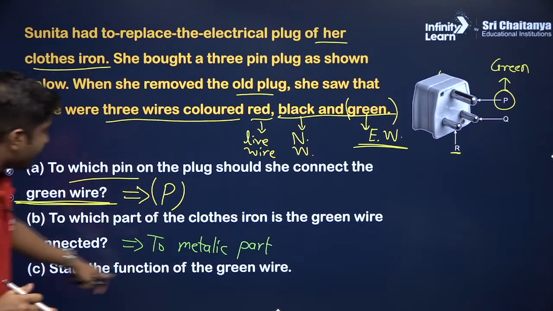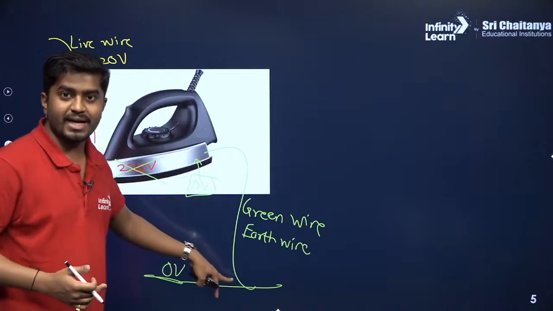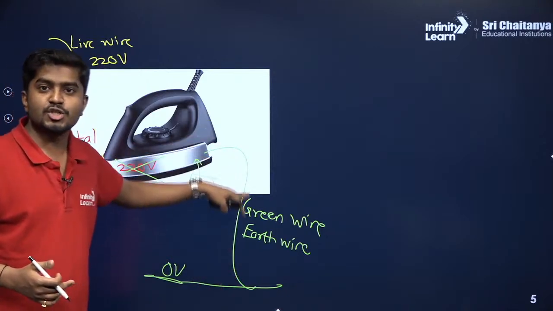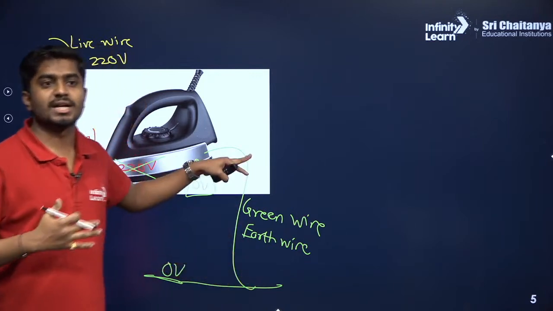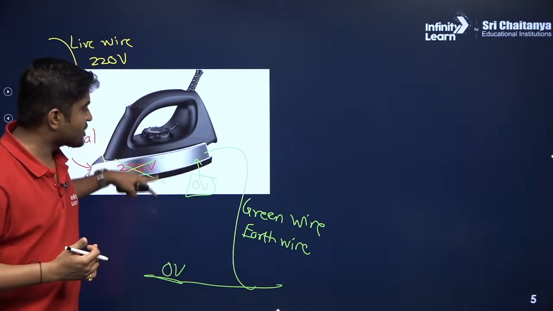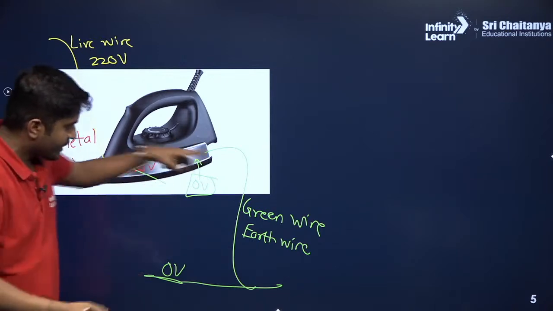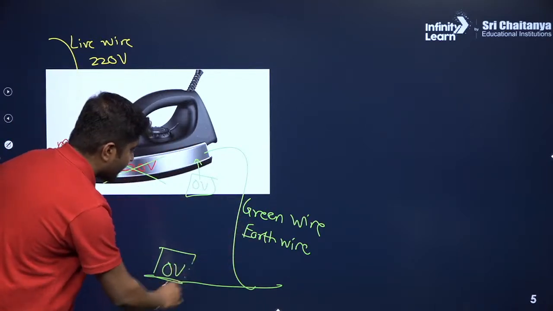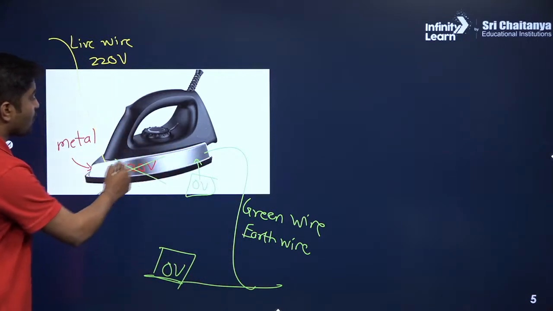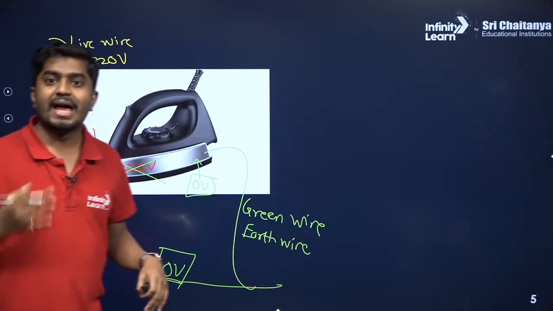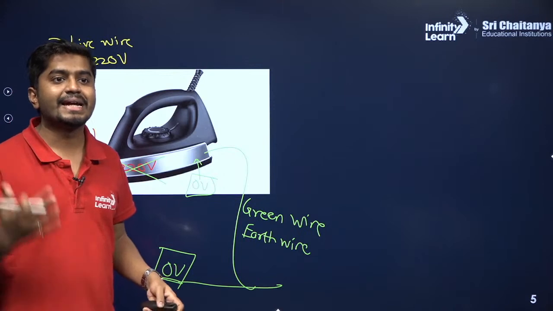Now, state the function of the green wire. Just now I told you, what is the function of the green wire? To carry the extra charges to the ground. And when you carry the extra charges, what happens? The potential of the green wire, the potential of this metallic part, will be the same as the potential of the earth, which is 0 volt. So we remove the extra voltage which was generated, and because of that we will not have any electrical shock.